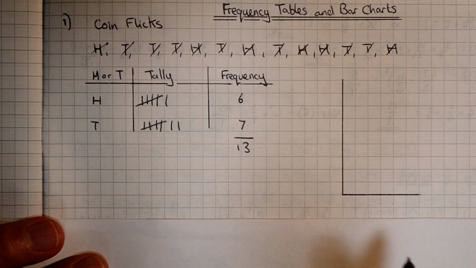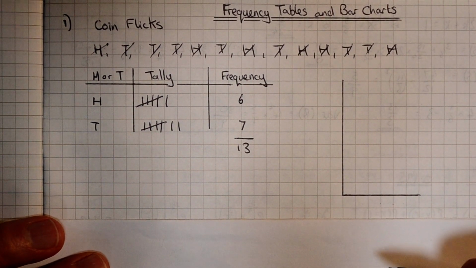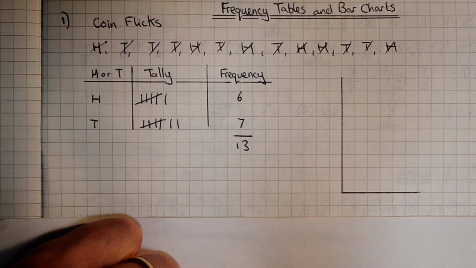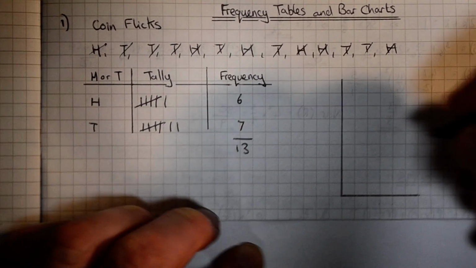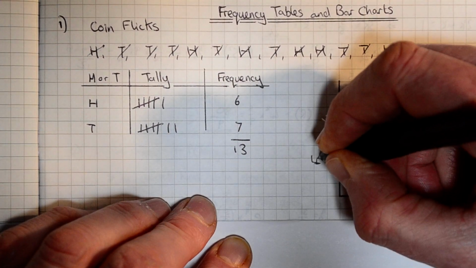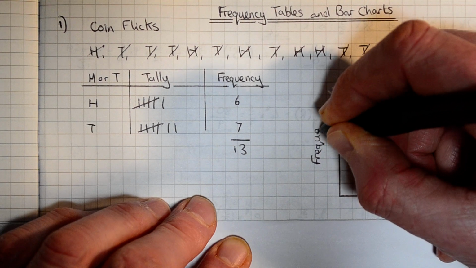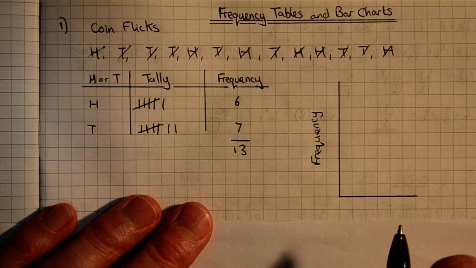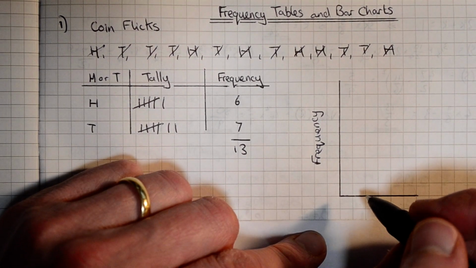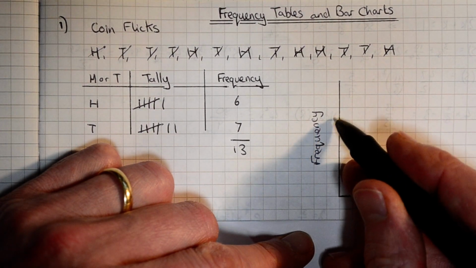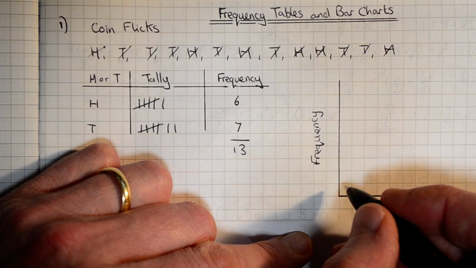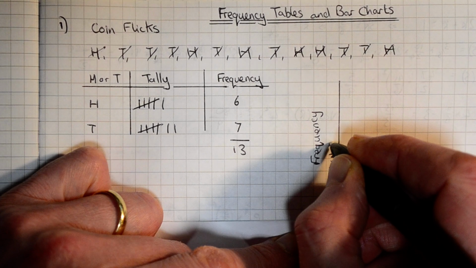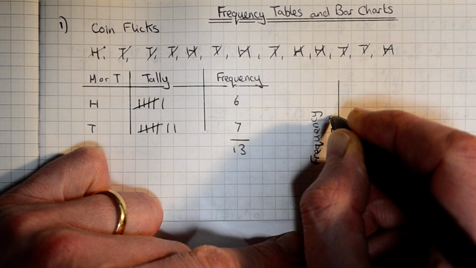Now, going on to drawing the bar chart, the vertical axis is always the frequency axis. So I'm going to write frequency in. Always important to label our axes. And how about the scale? Well, our highest frequency is 7, so it's got to go up to 7. There's 9 squares going up, so that's 1 each. That will allow us to put a scale up to 7.